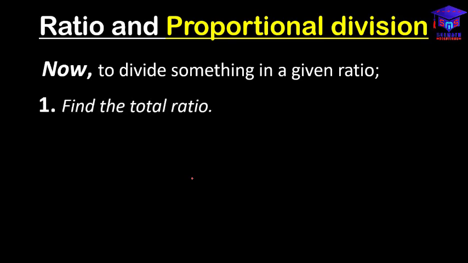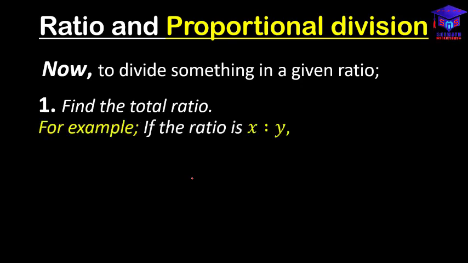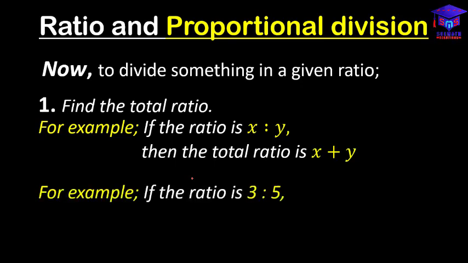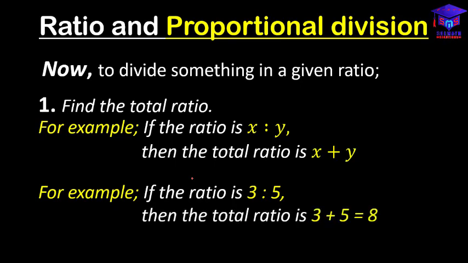Now the first thing we have to do is to find the total ratio. Okay, find the total ratio. And so, for example, if the ratio is x is to y, what is going to be the total ratio? The total ratio is simply going to be x plus y. So for example, if I have the ratio 3 is to 5, my total ratio would be 3 plus 5, and that would be what? 8.